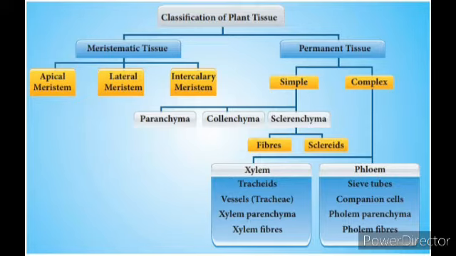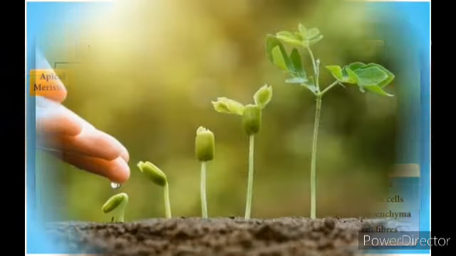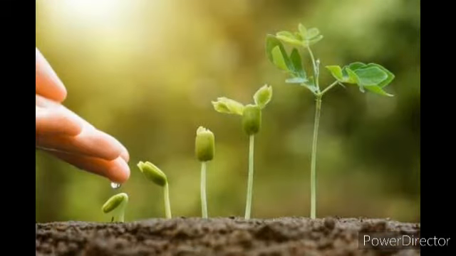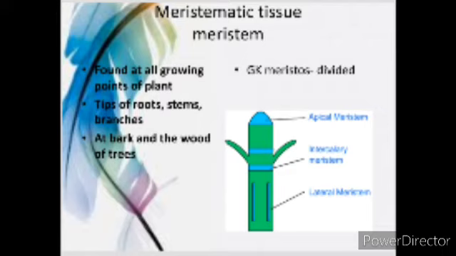We can differentiate plant tissue on the basis of dividing capacity. According to this classification, there are two types of plant tissue: meristematic tissue and permanent tissue. Look at how this plant is growing month by month. This is due to meristematic tissue. These are rapidly dividing tissues. A plant's growth occurs only at those points where these tissues are present, that is, the tip of the stem and root.